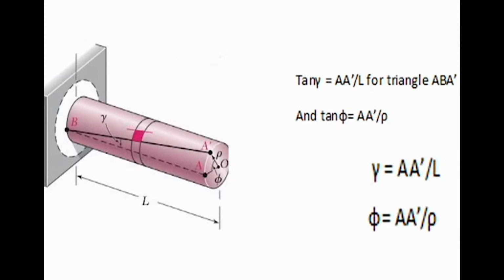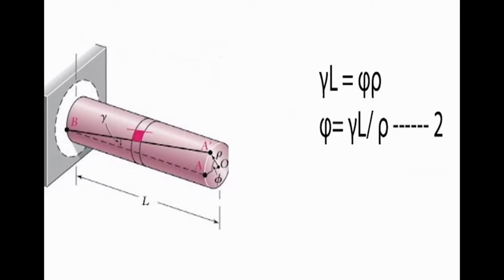For a small triangle, the tangent of any angle is equal to the angle itself. So gamma equals AA dash over L and phi equals AA dash over rho. Selecting AA dash as the subject, and by comparing both equations, we get gamma L equals rho phi, or phi equals gamma L over rho, where gamma is the shear strain and is the measure of angular deformation in the rod being subjected to any angular loading.